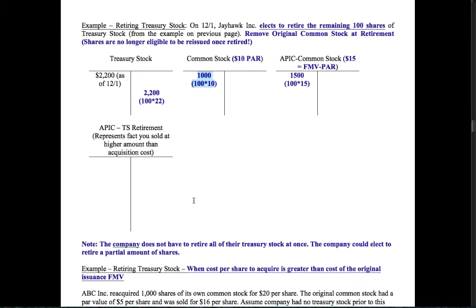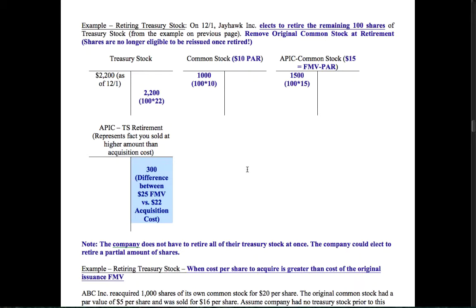Therefore, we have an additional entry that needs to be made, and this goes to the additional paid-in capital of treasury stock retirement. What this difference represents is the fact that you originally sold the shares for $25. However, it only cost you $22 to reacquire them. Therefore, you are recognizing a $300 benefit because you sold them at a higher amount than what it cost you to acquire them and thus retire them.